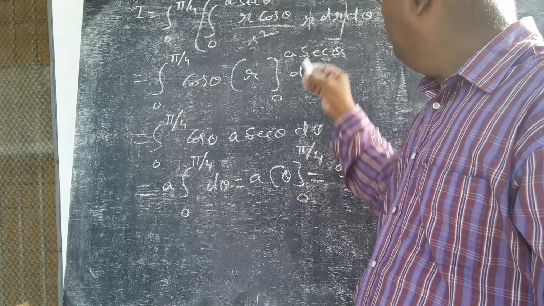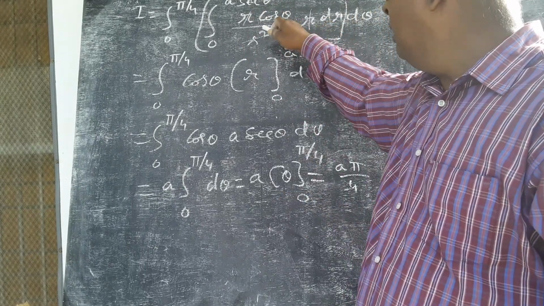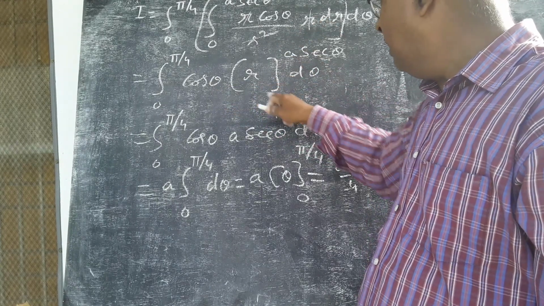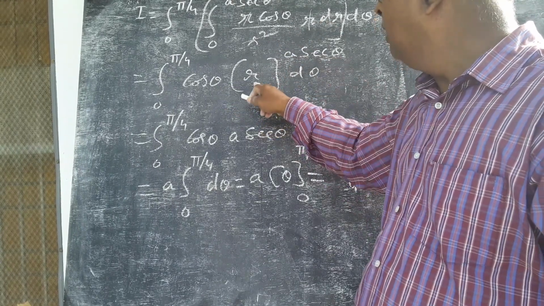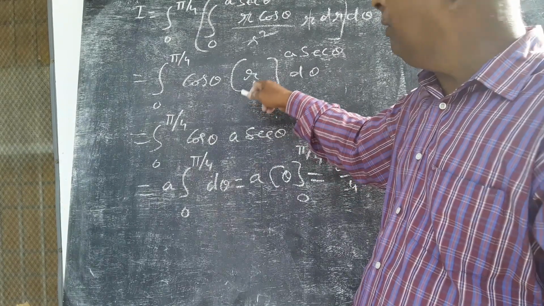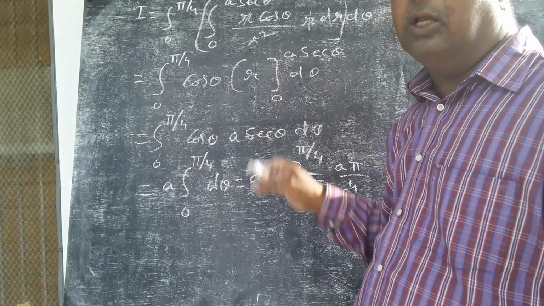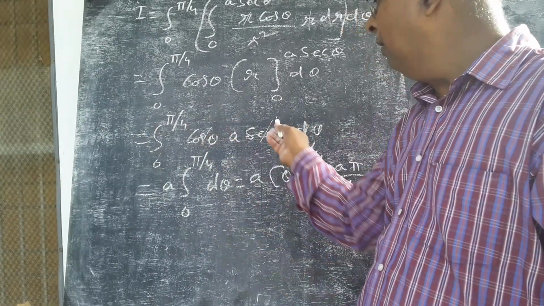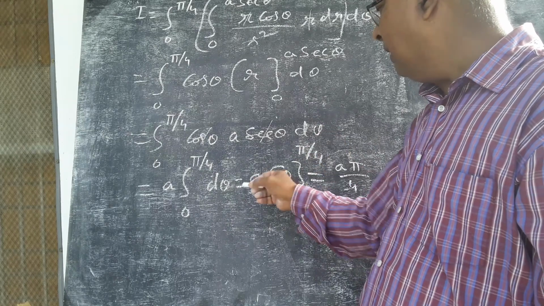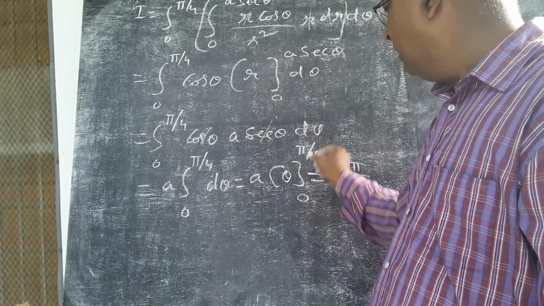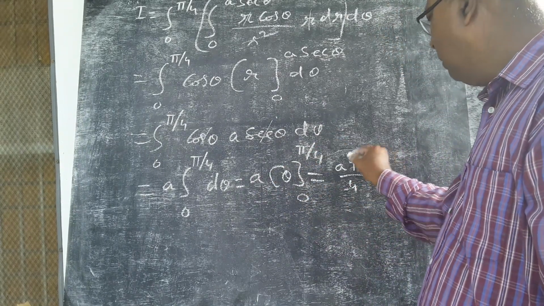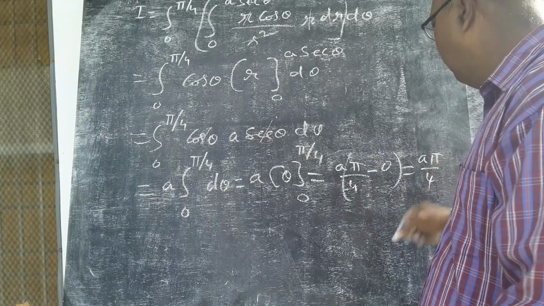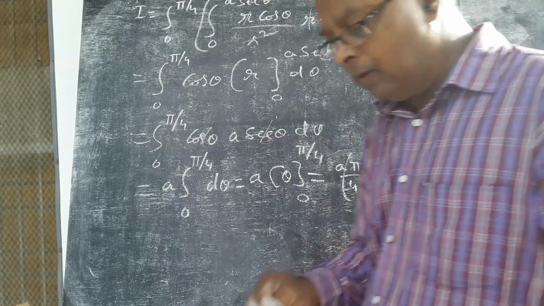R square cancels. Integration with respect to r, cos theta is constant, take it common. Integral dr is r, 0 to a secant theta. Substituting the upper limit, instead of r we write a secant theta minus 0, d theta. Secant theta and cos theta cancel, a common, integral d theta is theta, 0 to pi by 4. A into pi by 4 minus 0, nothing but a pi by 4. Note down.